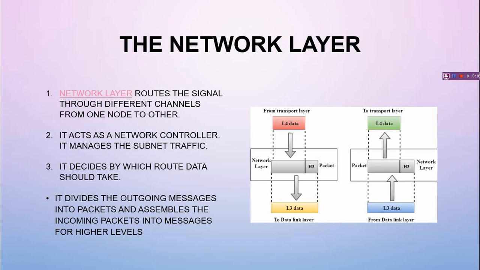The unit of data in the network layer is known as a packet. Means data is divided into small units, which are known as packets in the network layer, and the packets are assembled in this layer at the receiver side and go to the higher layer, and from the sender side it divides the message into packets.